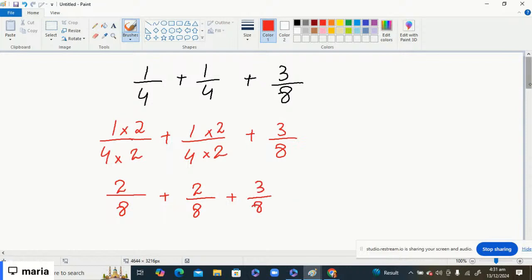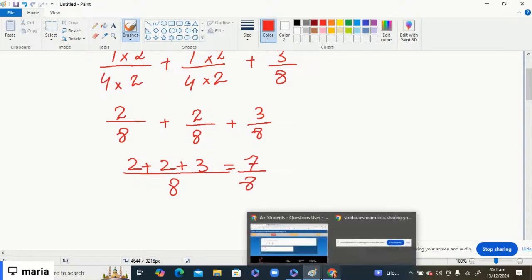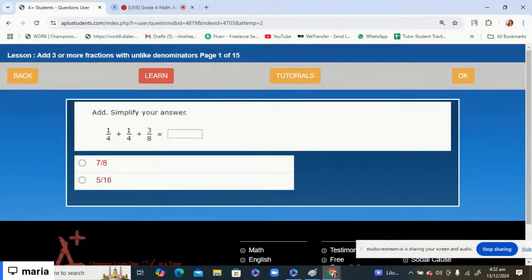Now let's do it. 8, 8 and 8 are the same, so putting only one 8 here, adding their top numbers only. 2 plus 2 is 4, 4 plus 3 is 7 over 8. And then let's check, is there any option for 7/8? Yes, it's here.